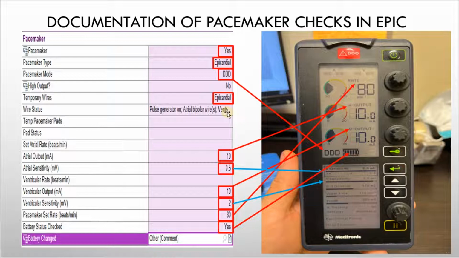Okay, for the purpose of this demonstration, I just put something in there to show you how it looks. Atrial output in milliamps 10 right here, right? And you can see that in your pacemaker right here. Atrial sensitivity 0.5 down here. Ventricular output 10 up here. Ventricular sensitivity 2 right here. Pacemaker rate of 80 right here. And battery status check, which is this one. Yes, we did, and we checked it.